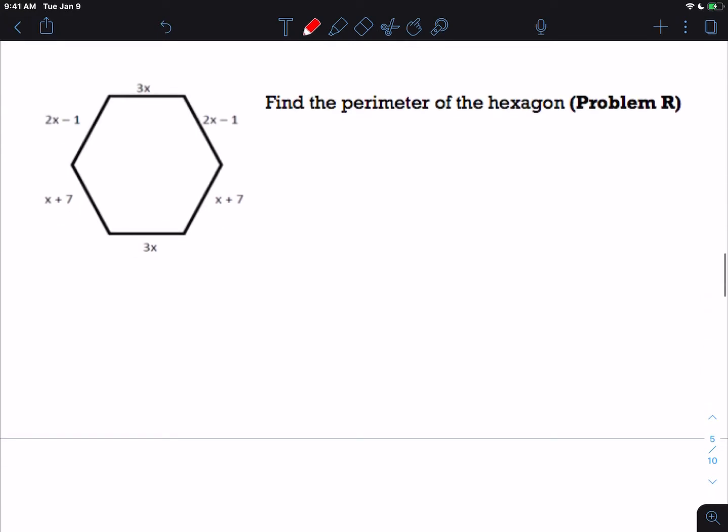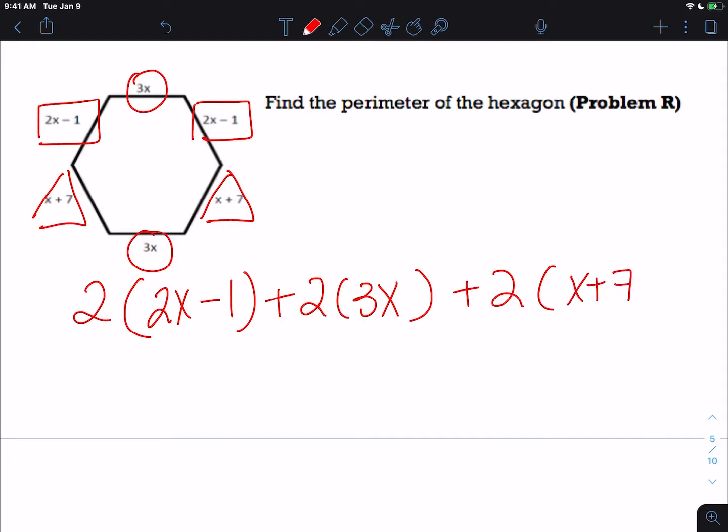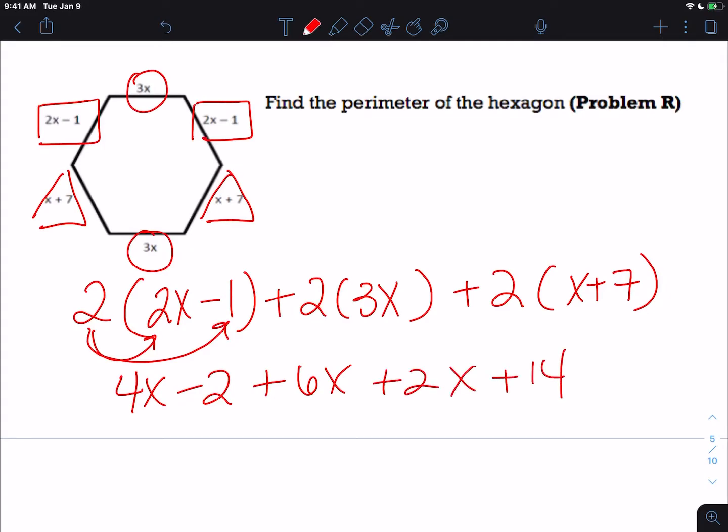Next one. So here they're asking me to find the perimeter of the hexagon. So first thing I notice, two of these, two of these, two of these. So I'm going to say 2 times 2x minus 1 plus 2 times 3x plus 2 times x plus 7. I'm going to go ahead and distribute: 4x minus 2 plus 6x plus 2x plus 14.